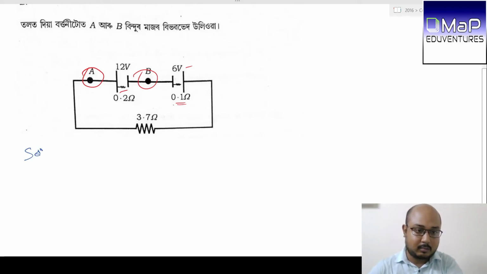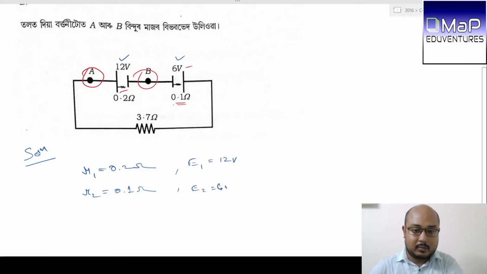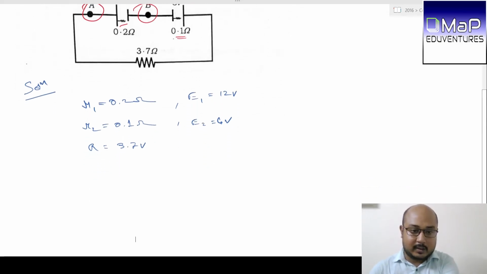Solution. I have denoted one cell as 1 and the other cell as 2. So we have r1 equal to 0.2 ohm, r2 equal to 0.1 ohm, and correspondingly E1 is equal to 12 volt and E2 is equal to 6 volt. Then the external resistance R is equal to 3.7 ohm. Now we need to first calculate the total resistance.